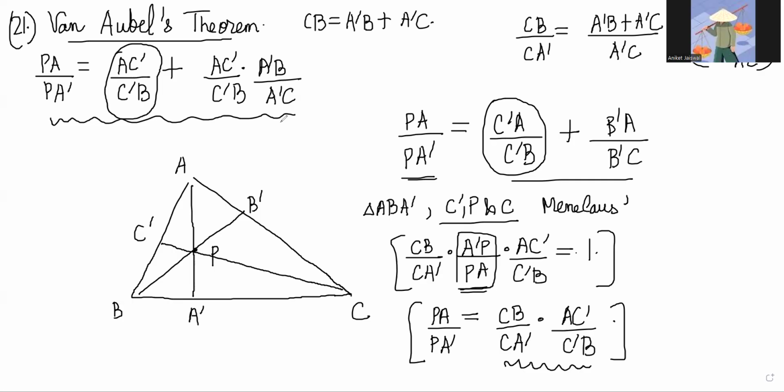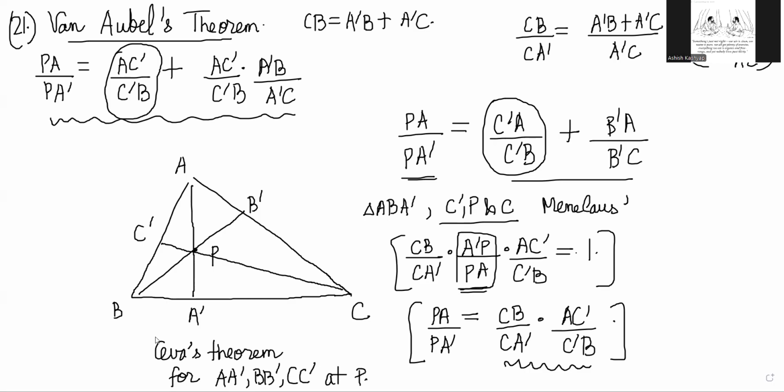Now, sir, I think we will do here Ceva's theorem. B A dash into A dash C, B A dash upon A dash C into C B into Ceva's theorem for the three lines A A dash, B B dash, and C C dash, which are concurrent at P. Yes, sir. Then we will get the same ratio. We will get A dash B by A dash C times A C dash B dash by B dash A times A C dash by C dash B is 1.